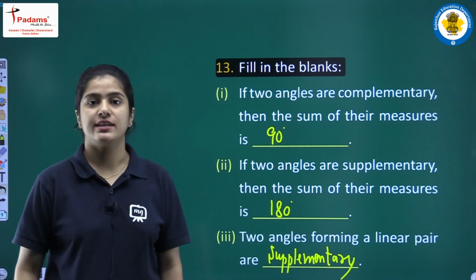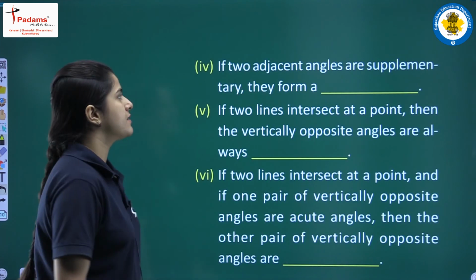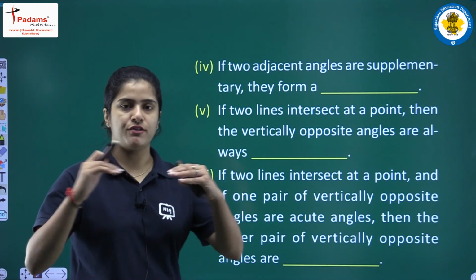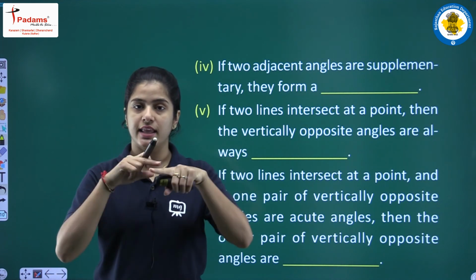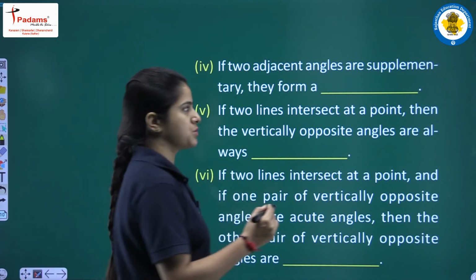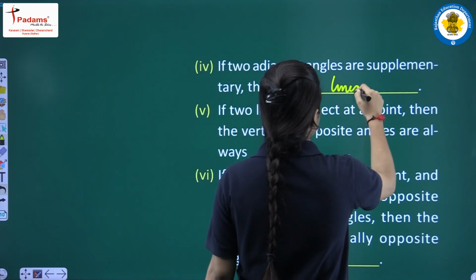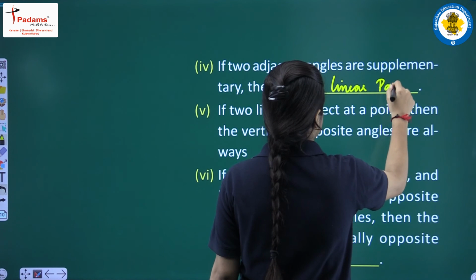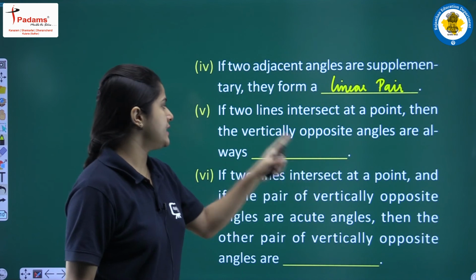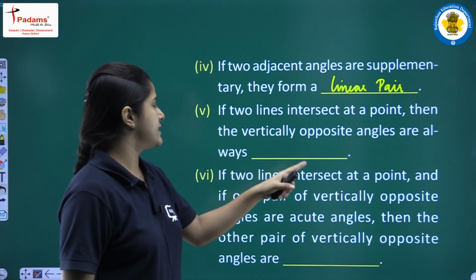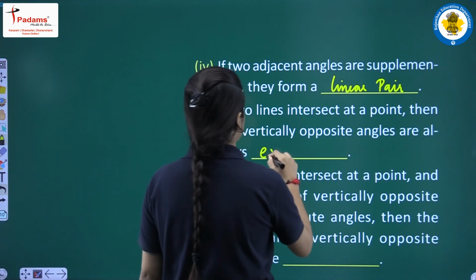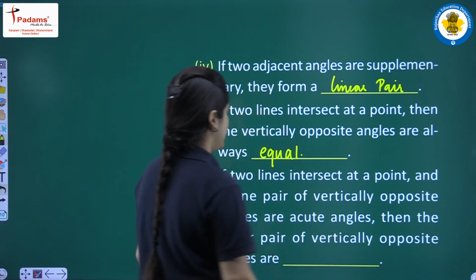Having a look at the fourth part, students: if two adjacent angles are supplementary, they form a linear pair. If we have two adjacent angles forming supplementary angles, then they form a linear pair. If two lines intersect at a point, then the vertically opposite angles are always equal.